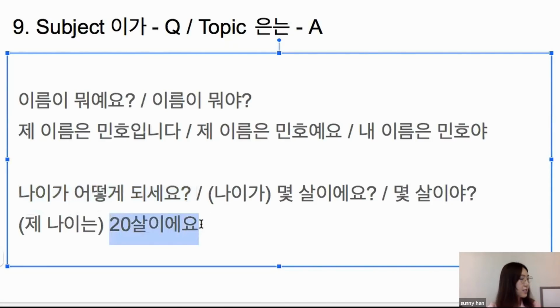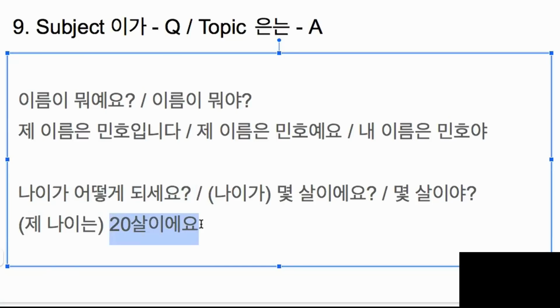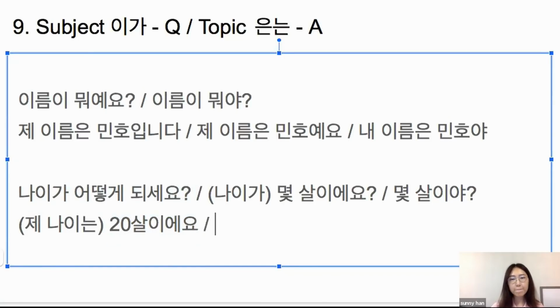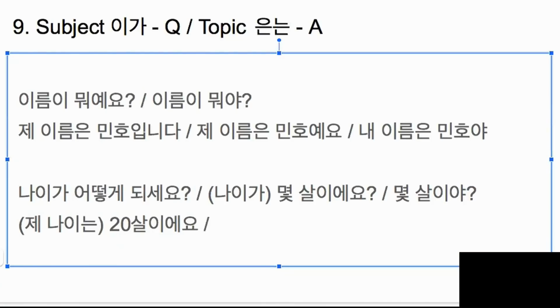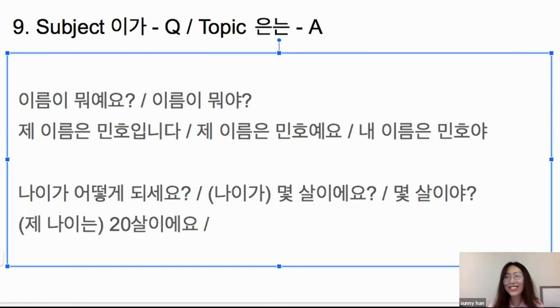20살이에요. What about the informal way? 20살이야. I'm sorry. It sounds very cute.